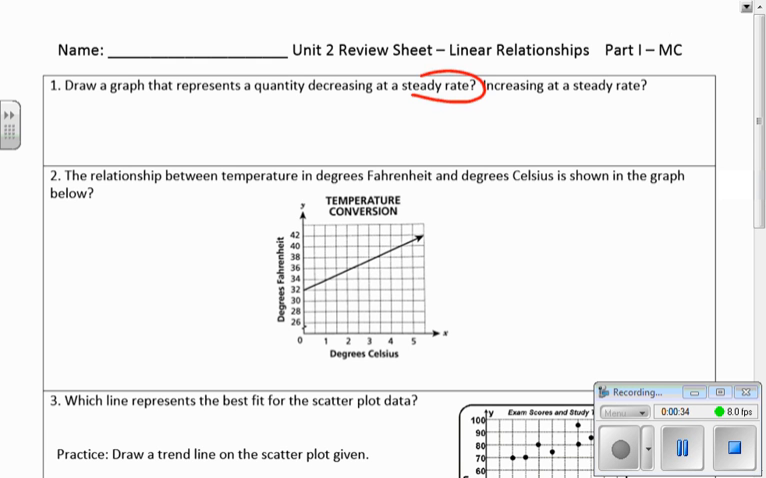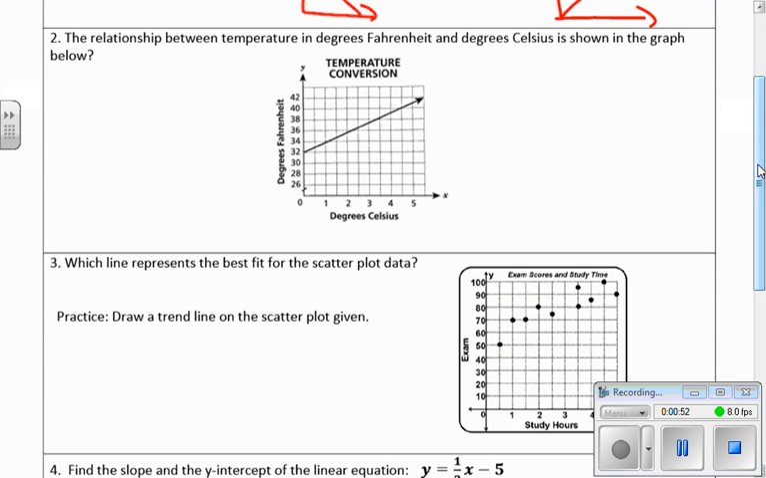Steady rate, meaning the slope should always be the same, meaning it should be a straight line. So here's a graph, and decreasing at a steady rate, just make sure it's going down. Increasing at a steady rate, just make sure it's going up to the right, like a positive slope. So all that matters is that the lines are straight. Number 2, there's no question. I see that there's a question mark, but no question.